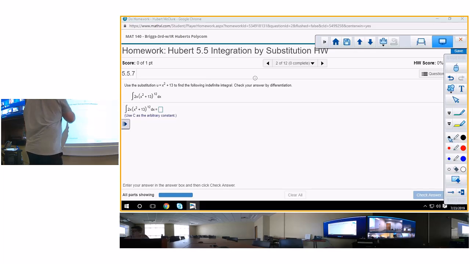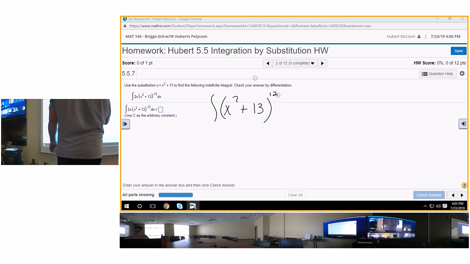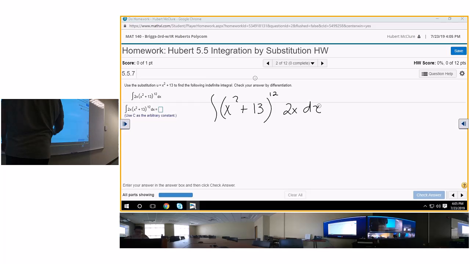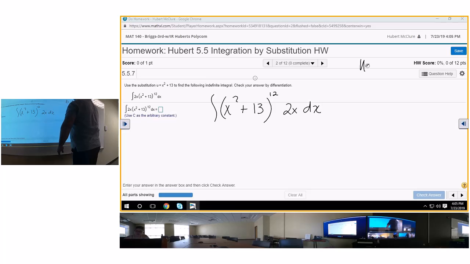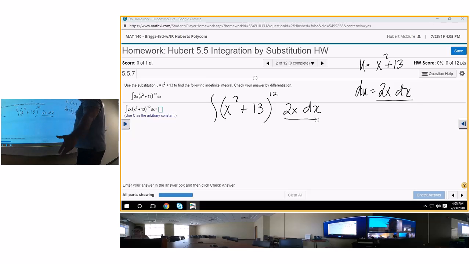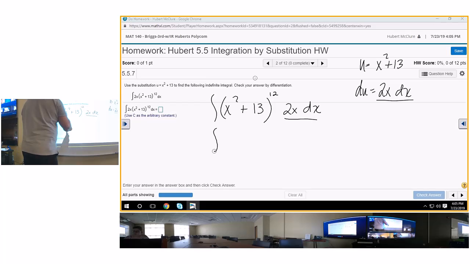So I'm going to rewrite this, and I'm going to say the integral of (x squared plus 13) to the 12th power times 2x dx. Now again, that's something that I do. u is equal to x squared plus 13, du is equal to 2x dx. Do we have 2x dx? Yes, we do. So we don't have to add anything. All we have to do is rewrite it and say this is the antiderivative of u to the 12th du. And now take the antiderivative.